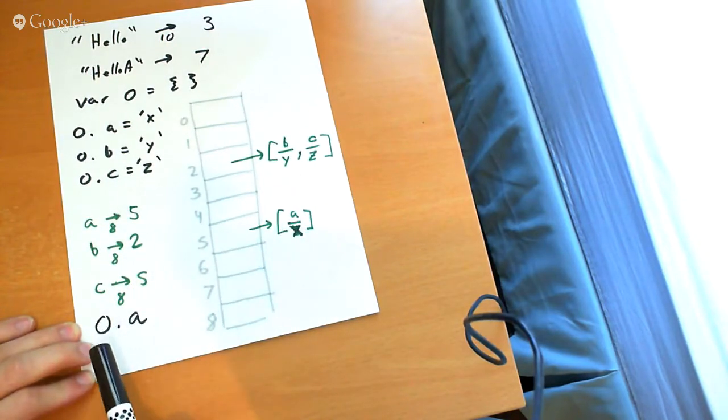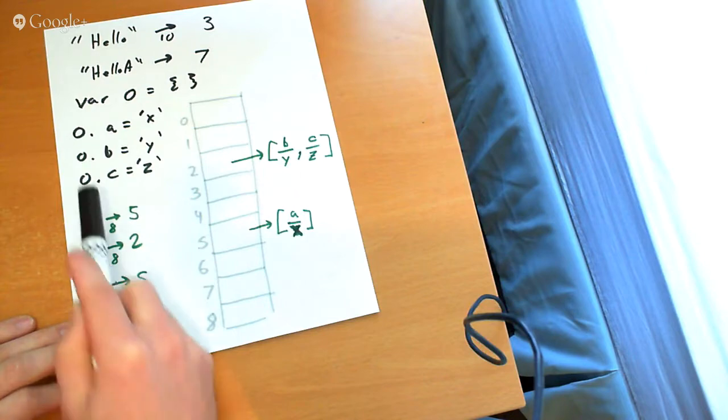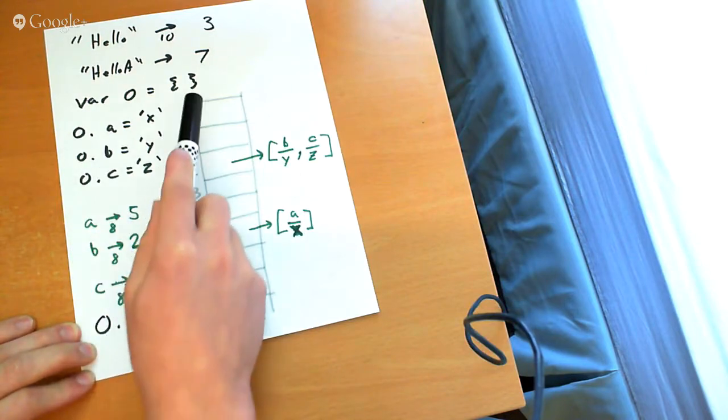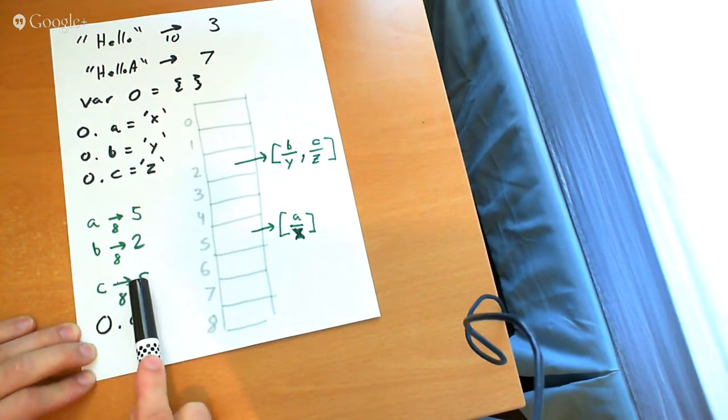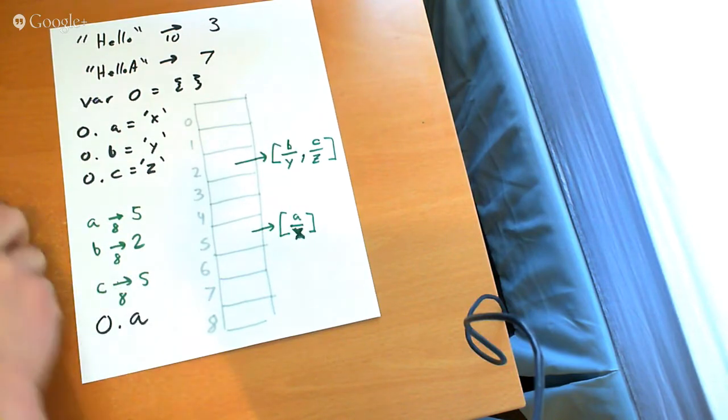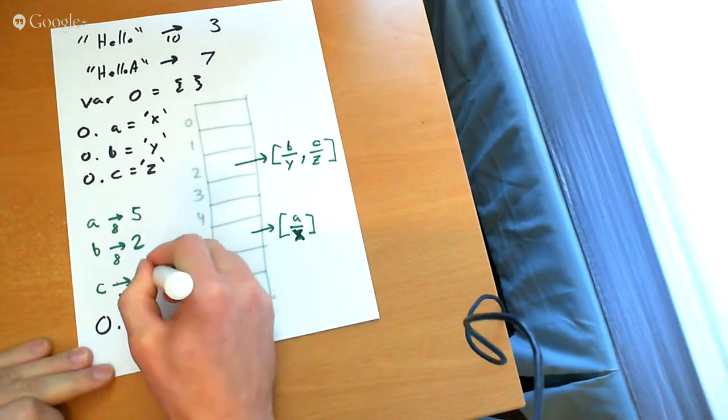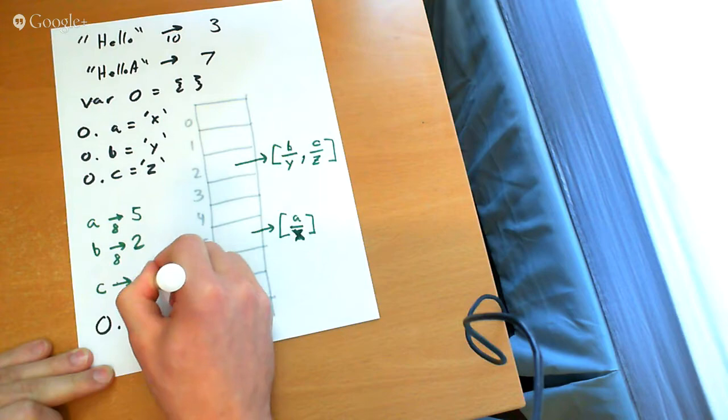Let's say we were doing O.C, reading O.C. It's going to do the same thing. It's going to hash C to the memory address. Why did I write 2? Sorry, I wrote 5, I meant 2.